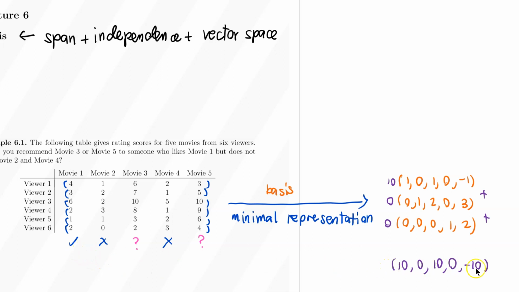This purple person would be someone who really likes movie 1 and doesn't like movie 2 and doesn't like movie 4. And now it is clear that this person would much rather watch movie 3 than movie 5. Notice how from the information that we had earlier, it's not clear whether we should recommend movie 3 or movie 5. But once we extract the basis and do some computation, now it's very obvious that this person would prefer movie 3.